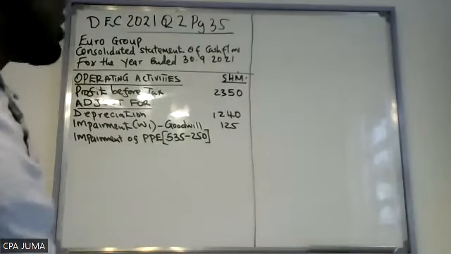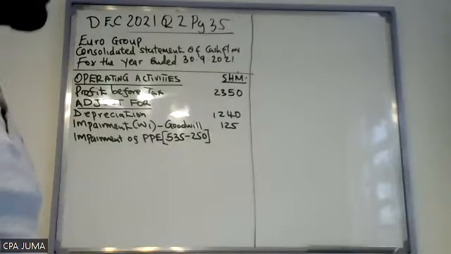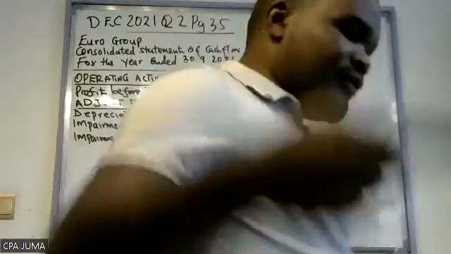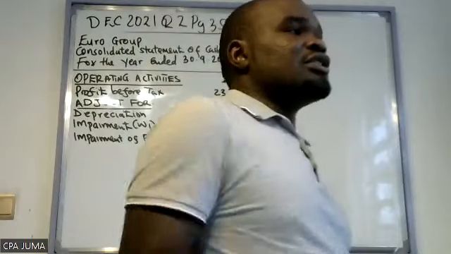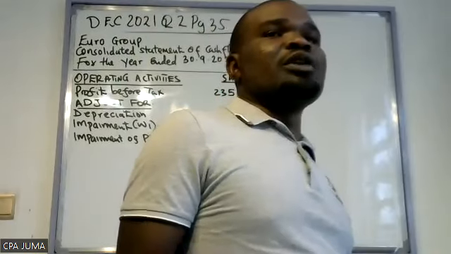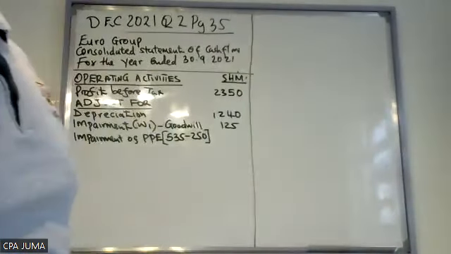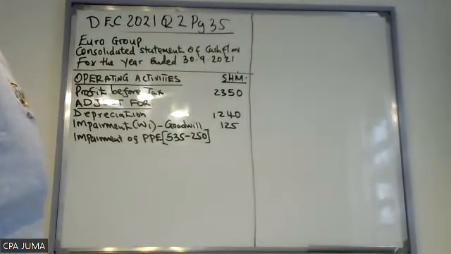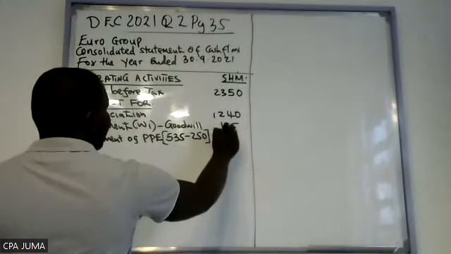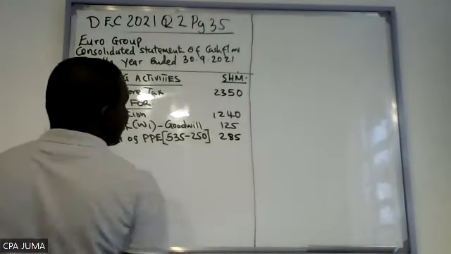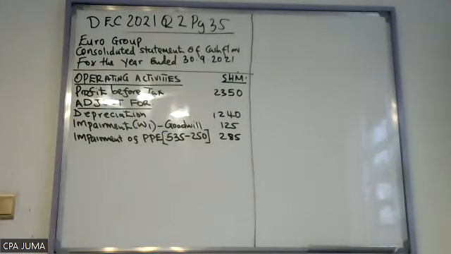How much should that be? That is the correct way, because you have reduced the value by 535, then the same asset had also been revalued upwards by 250. So you utilize the gain to offset the loss, 285. So you add back 285. Then go to P&L.